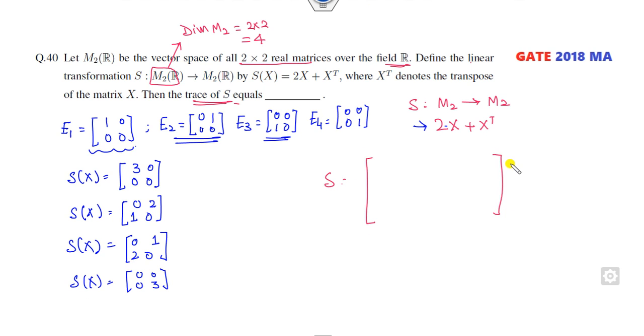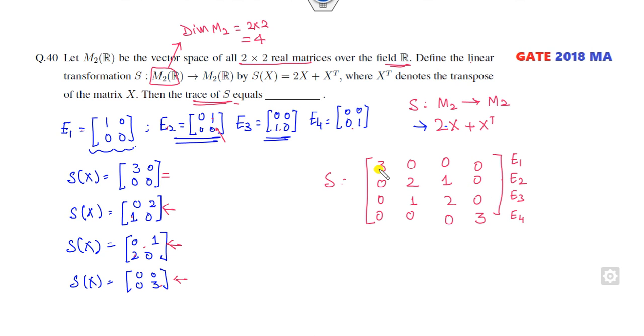The first pair is E1, E2, E3, E4. Now how can you write this? It's 3 times E1, the rest are 0. Second is twice E2 and 1 times E3, the rest are 0. Third is 1 times E2 and 2 times E3, and the last one is 3 times E4, fine.